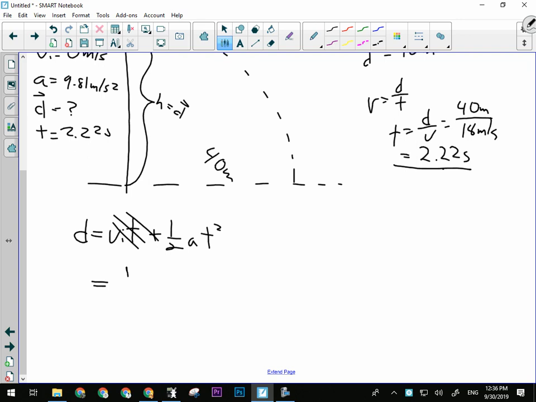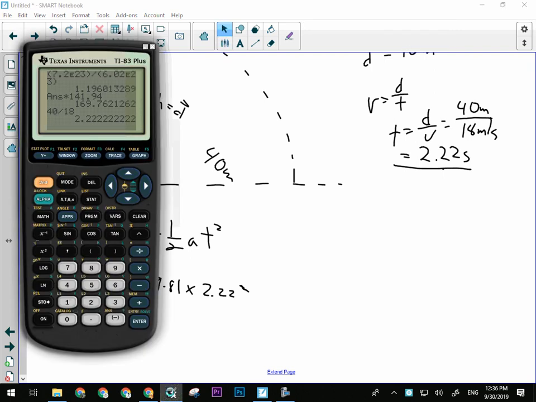Okay. So we got 1/2 times 9.81 times the time squared, so 2.22 squared. So 0.5 times 9.81 times our answer, for all the decimals, squared. All right, so that means the cliff is 24.2, actually we only have two significant digits, so 24 meters.